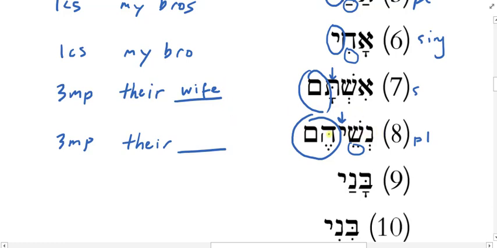And then nishehem. What is the noun that this is a modification of to add the pronominal suffix? This was singular, so it's isha, right? What's the absolute form? It's nashim. So we're basically building pronouns onto nashim here to get nishehem. So this is their wives, plural. All right, that sounds a lot better, doesn't it?